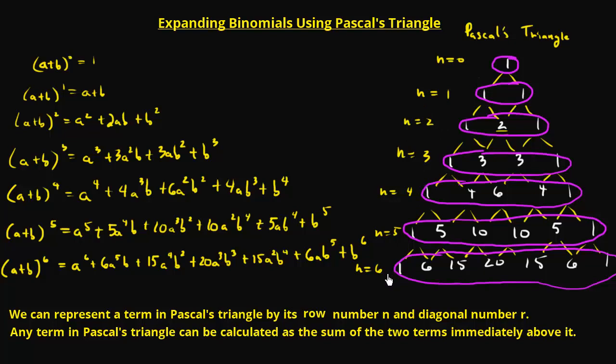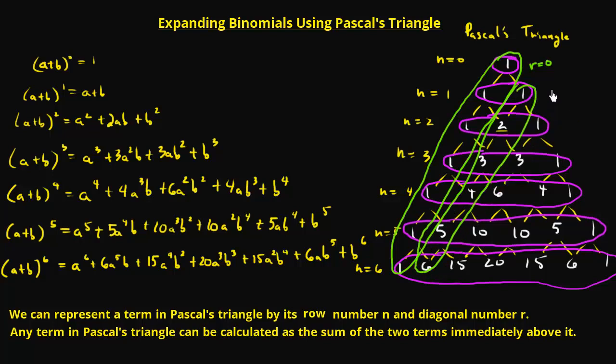And then we can also come up with the diagonal numbers. The diagonals look like this in Pascal's triangle. So let me use a different color. This is the diagonal that corresponds to r is equal to 0. We use r to represent the diagonal number. So that's diagonal number r is equal to 0. This diagonal here is diagonal number r is equal to 2. This diagonal is diagonal r is equal to 3. This would be r is equal to 4. This would be r is equal to 5.